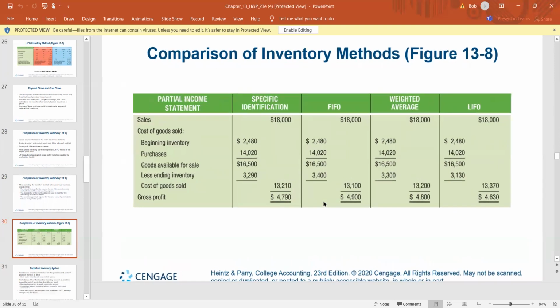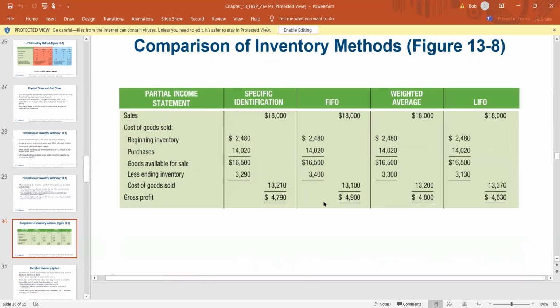Okay, here's an important grid here. Let's concentrate on this. Sales, 18,000, that's the same. Your beginning inventory is the same, and the purchases are the same. So the goods available for sale at the end of the month was $16,500. Under specific ID, the inventory count came to 3,290. So our cost of goods sold is 13,200. Gross profit 47.90.